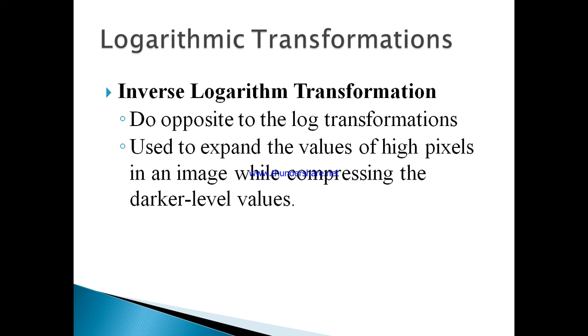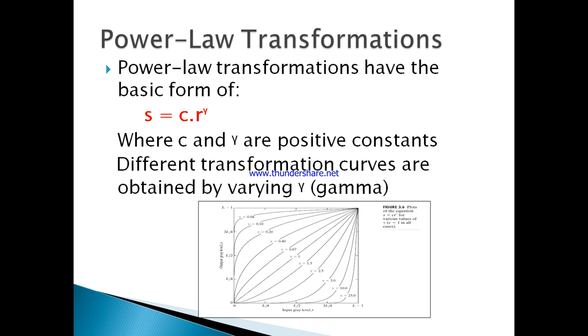It is very clear that after transformation the image obtained is very clear. The inverse logarithmic function is just exactly opposite to the logarithmic function. Here we expand the value of high pixels in the image, while the low dark level pixels are compressed. Next one is power law transformation.